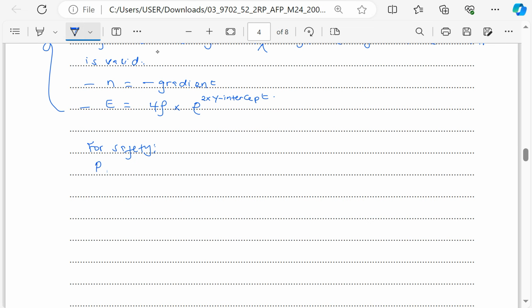So I will say place a cushion or sand tray below the rod, just in case it falls, and hit gently to prevent the rod from falling.